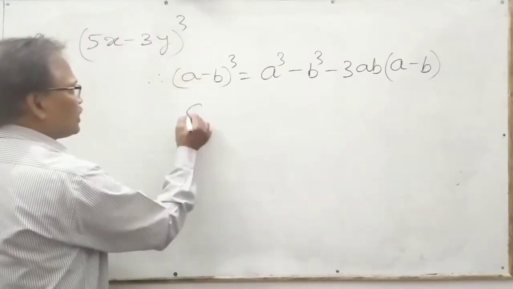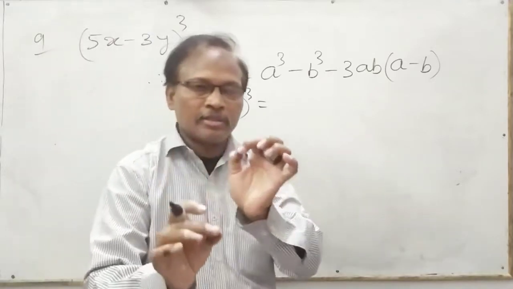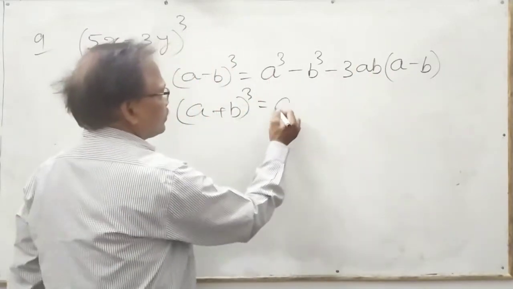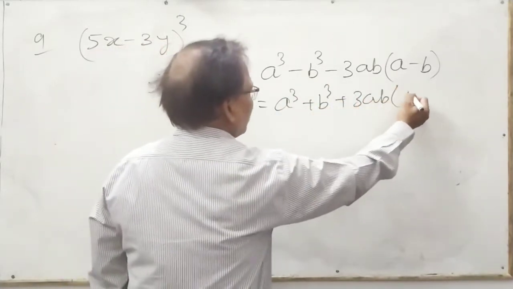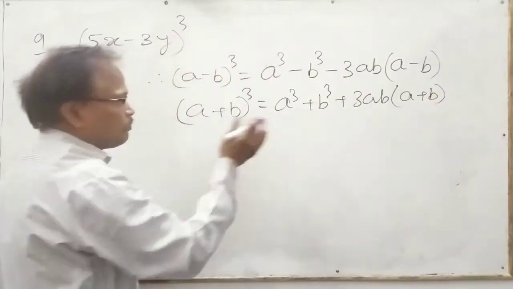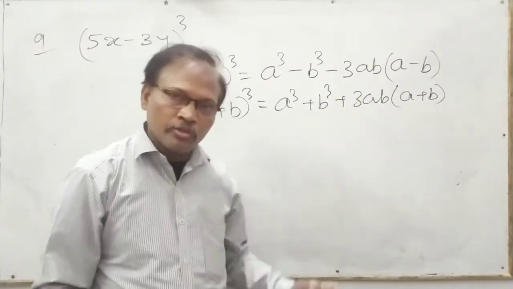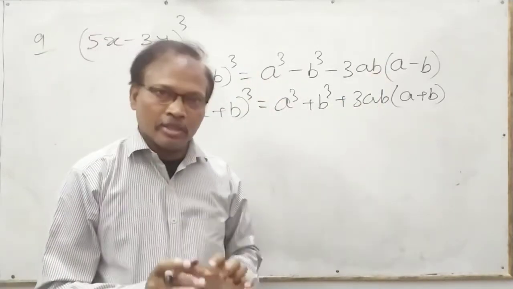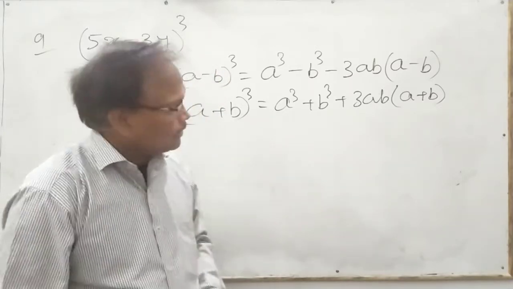And if you want to write the a plus b whole cube, for example, then just change minus into plus. जहां जहां minus लगे वहां plus कर दे. तो it will be a cube plus b cube plus 3ab and a plus b. Simple. मतलब अगर हमको a plus b का whole cube का formula if you know, you can get the formula of a minus b whole cube. क्योंकि प्लस को माइनस करना है या माइनस को प्लस करना, तो in that case you can do.